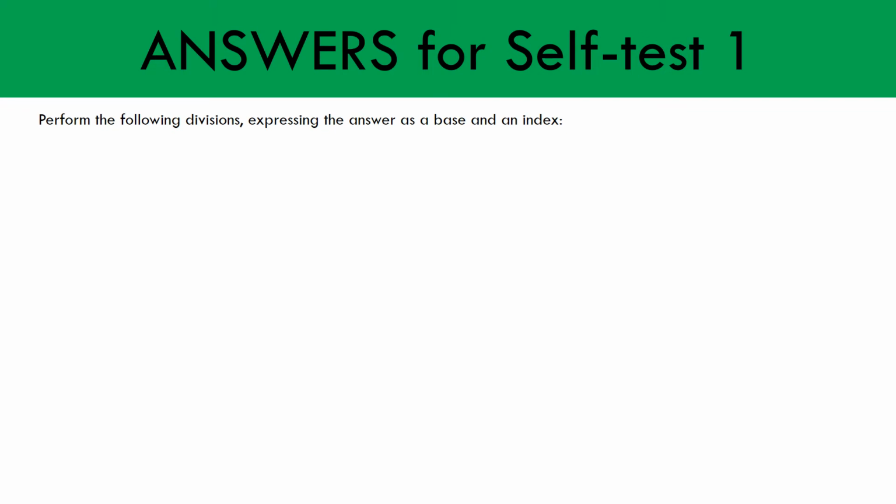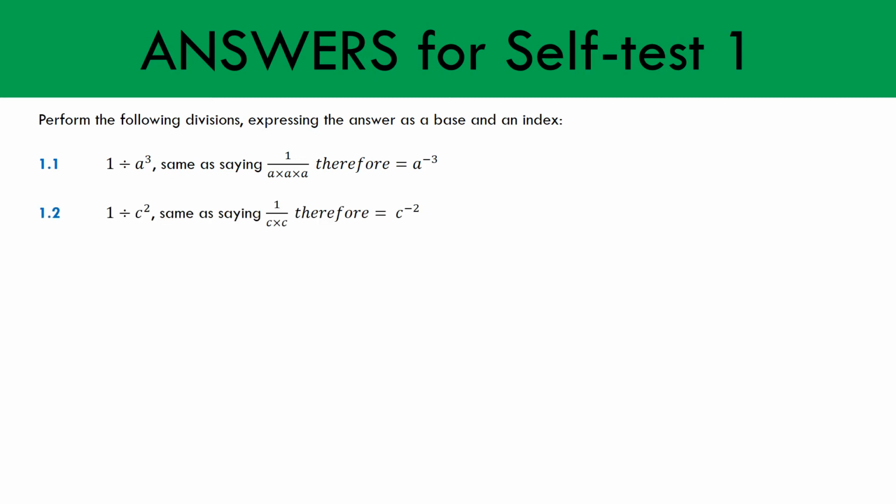So here are the answers. 1.1, well, 1 divided by a cubed is exactly the same as saying 1 divided by a times a times a, and we can express that as a to the minus 3. The base is a and the index is -3. 1.2, again, very similar. 1 over c squared is the same as saying 1 over c times c. So we can express that as c to the minus 2.